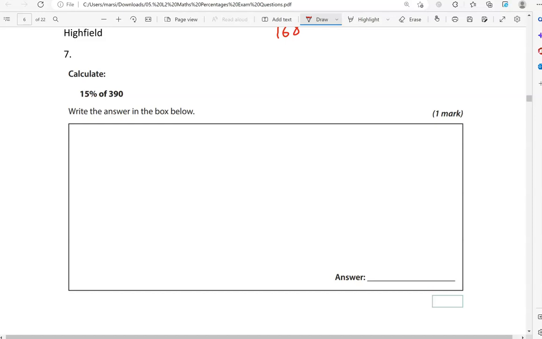Calculate 15% of 390. So 15% I'm going to split into 10% and 5%. So 10% of 390 we work out doing 390 divided by 10. So knocking off a 0 from 390 gives us 39. 5% is half of that. So what is half of 39?